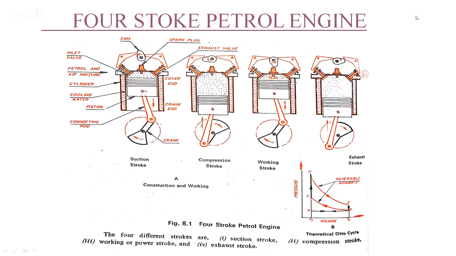That means it avoids the leakage of burnt gases from the combustion chamber into the crankcase, the lower portion of the cylinder, through that gap. The lower ring is called the oil ring, or oil scraping ring. Its function is to avoid the leakage of lubricating oil from the lower side to the upper side of the piston, that is, the escape of lubricating oil from the crankcase into the combustion chamber. The lower end of the piston is connected to the connecting rod, which is connected to the crank. That crank is mounted on a crankshaft. Just beside that crank, a heavy flywheel is fitted. So this is the construction of the four-stroke petrol engine.